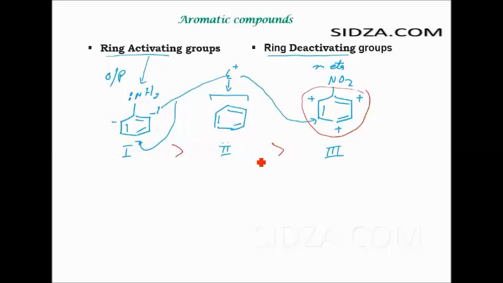Basically, all the ortho-para directing groups, we can say that they are ring activating groups. All the meta directing groups are ring deactivating. This is what we can expect, because if you have an ortho-para directing group, it increases the electron density, so the attack will be faster. But there is one exception.